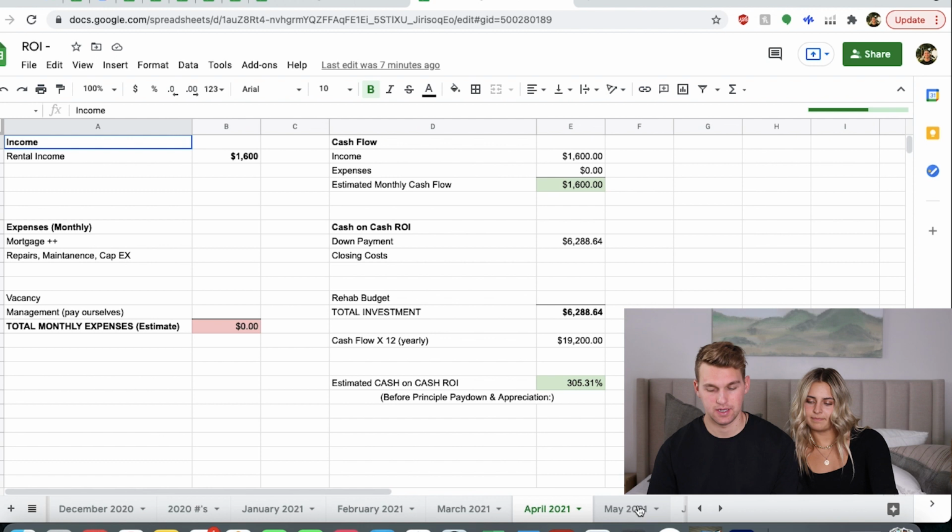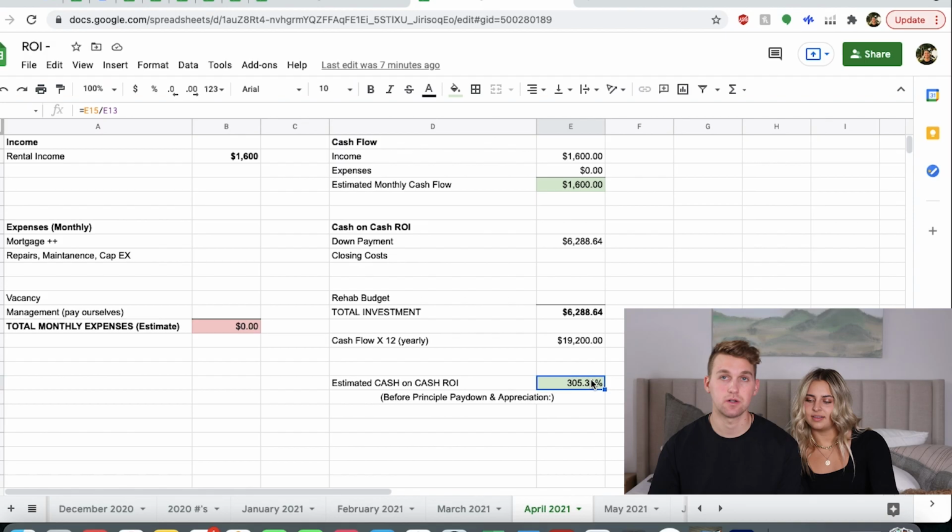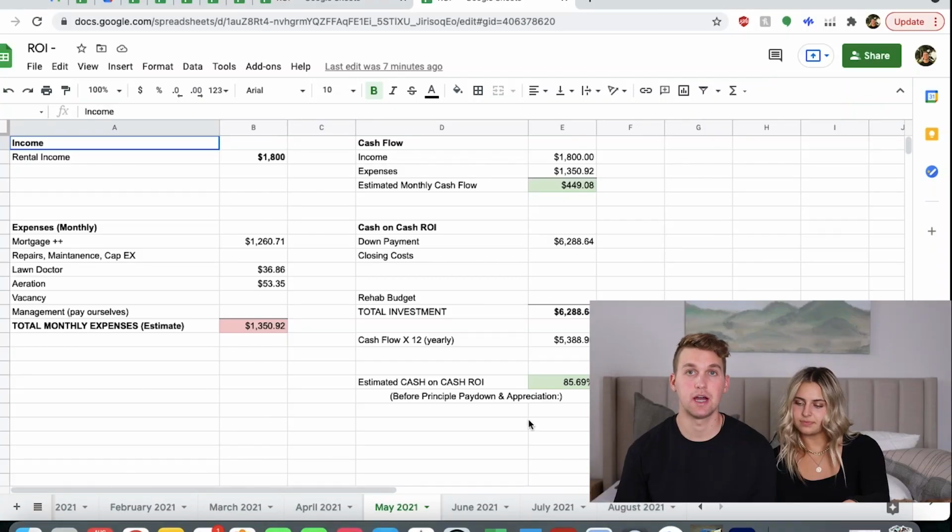Oh, here it is. We didn't have to pay a mortgage this month because we refinanced, and so you don't have to pay a mortgage the first month, which was super nice because look at that, cash on cash, baby. May is when we upped the rents a little bit to $1,800, and then our payment went down a little bit to $1,260.